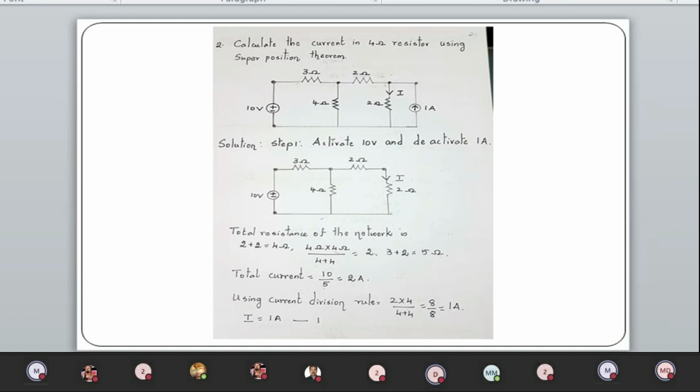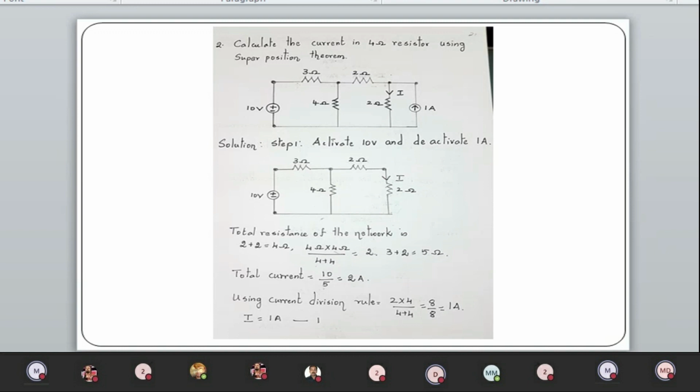Now you have two sources: one is a voltage source, another one is a current source. By the principle of superposition, when I activate one source, I have to deactivate the other source. So let us activate the voltage source and find the current due to the voltage source.